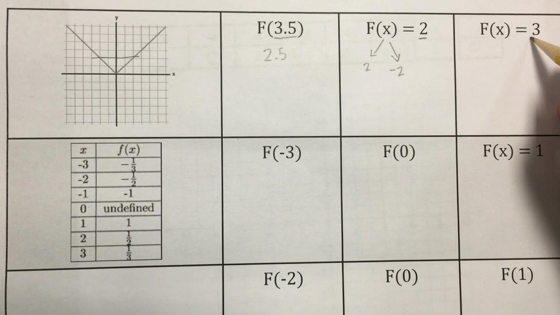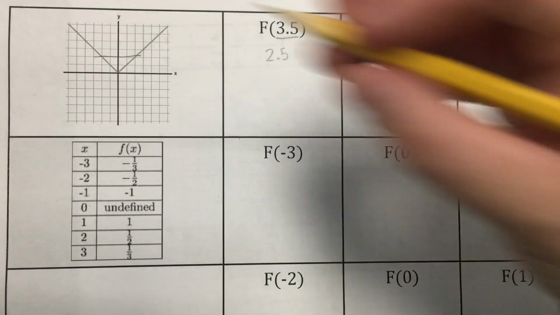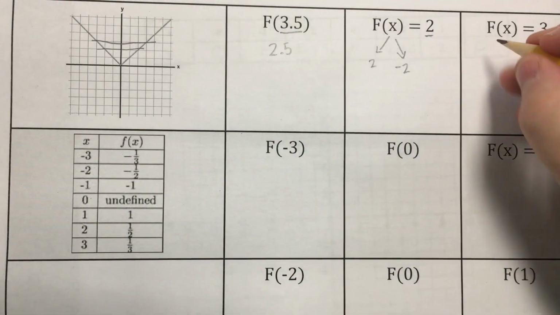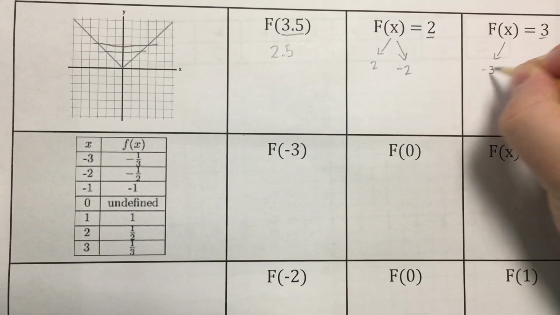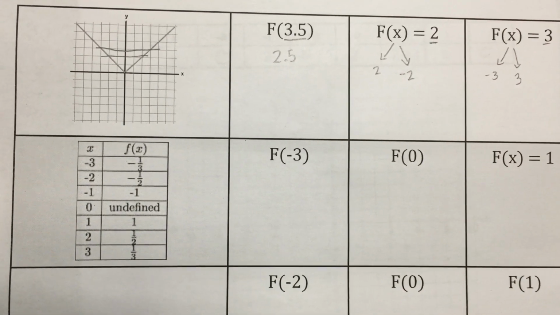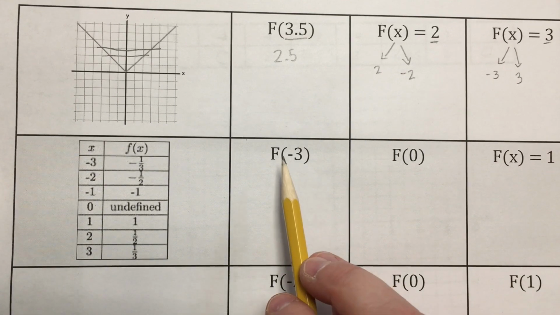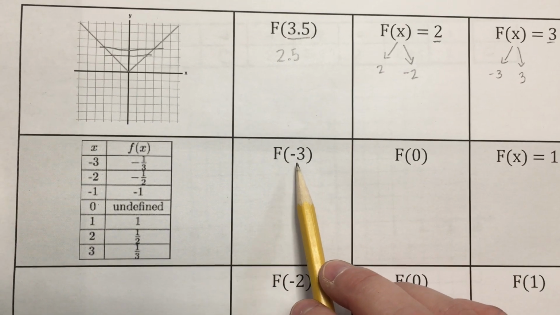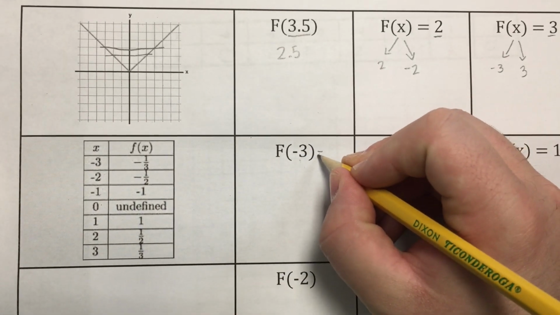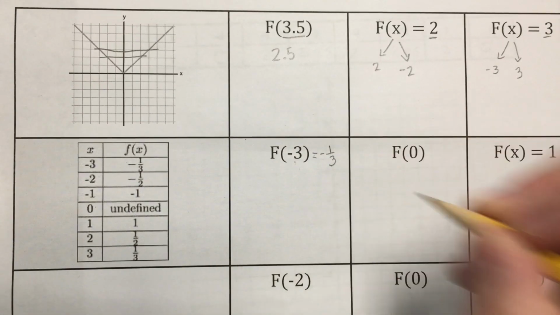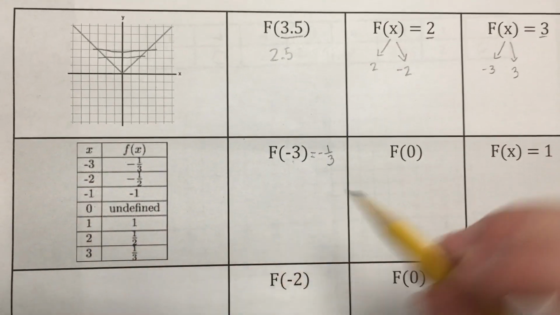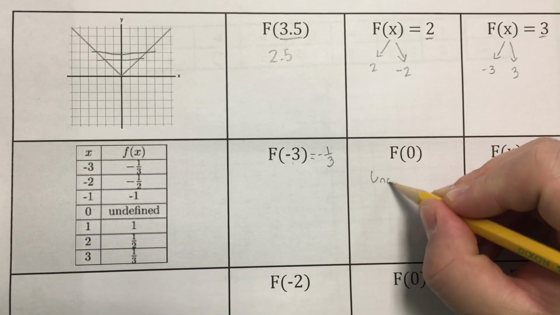So over here, again, we were looking at y values. When y is 3, x could be negative 3, or it could be positive 3. Now let's look at this. When x is negative 3, what's our y value on a table? Well, it's negative 1/3. What about when x is 0? When x is 0, oh, it's undefined.